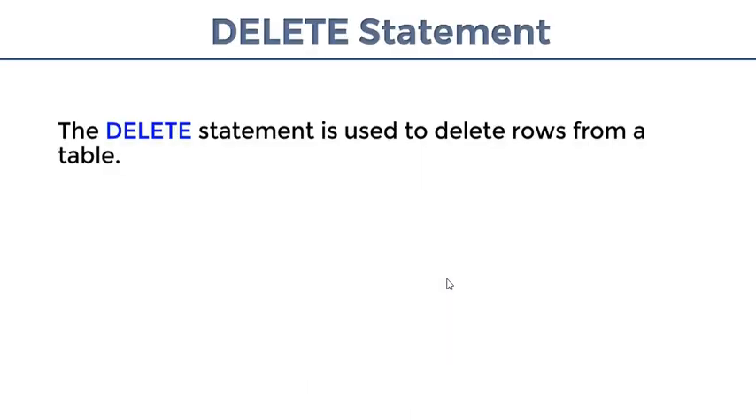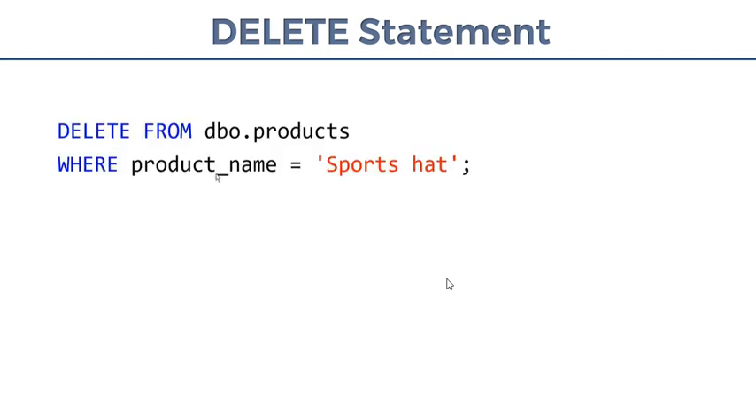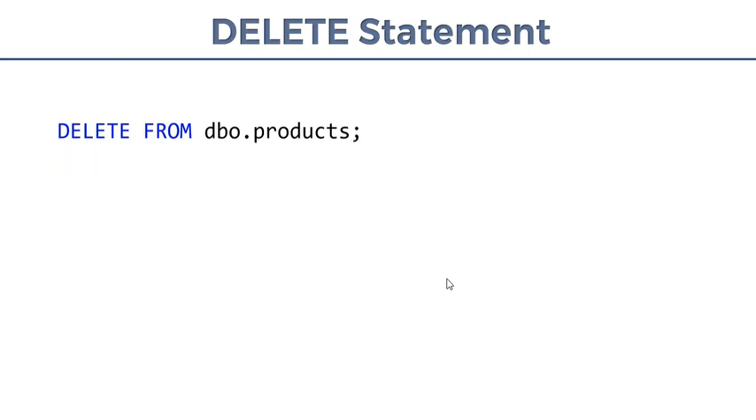See, delete statement. How to use the delete statement? Let's see. The delete statement is used to delete particular rows from a table. By using a where condition you can delete. The delete syntax is delete from table name, and the condition where, because if you want to delete something, you have to specify which one you want to delete. So delete from products table where product name is equal to sports hat. That statement will delete rows from the products table which have a product name of sports hat.